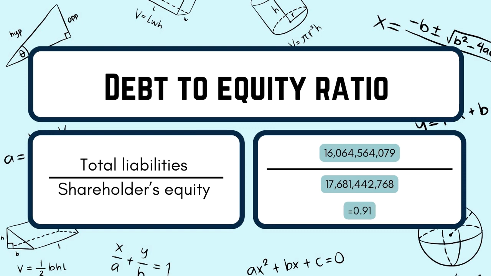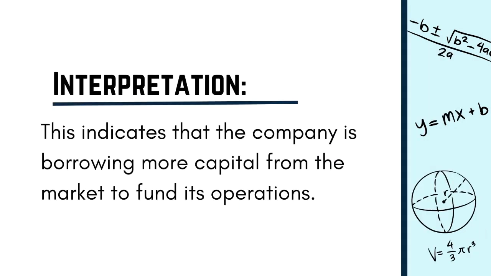16,064,564,079 divided by 17,681,442,768 is 0.91. This indicates that the company is borrowing more capital from the market to fund its operations.